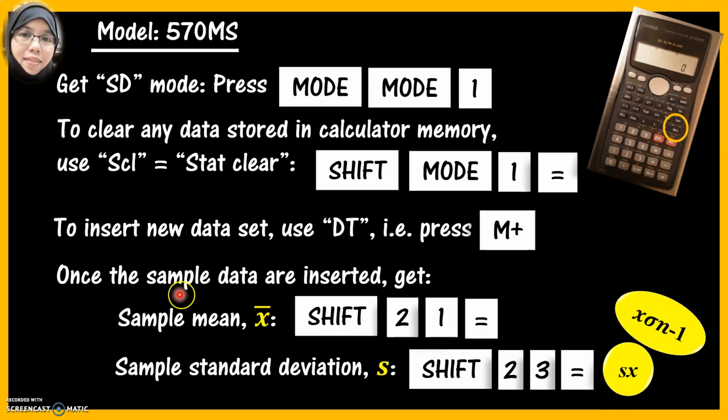But at times, you can have population data. So standard deviation for population data, denoted by sigma, should be shift 2 2 equal to. So shift 2 2 equal to should be for sigma. But usually, you will have sample data. So to find sample standard deviation, you should use shift 2 3 equal to.